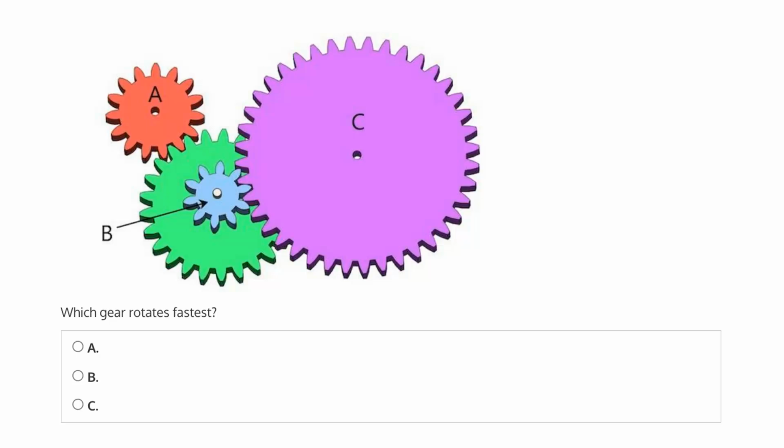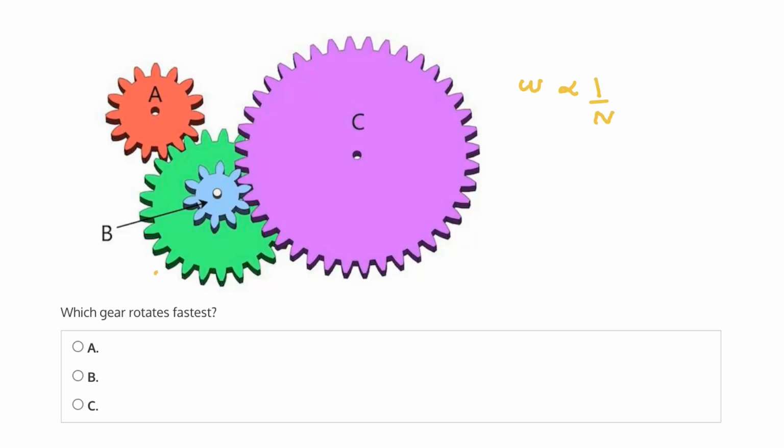This question says, which gear rotates fastest? Is it the red gear A, the blue gear B, or the purple gear C? Now, to answer this question, we need only to consider the relationship between the rotational speed and the number of teeth of meshed gears. And that's that the rotational speed omega is inversely proportional to the number of teeth.